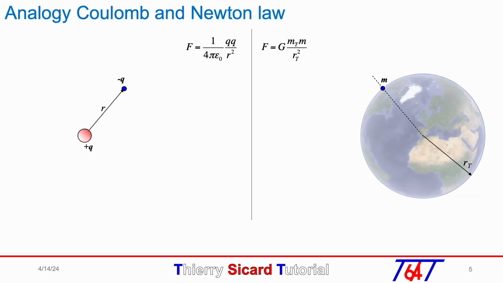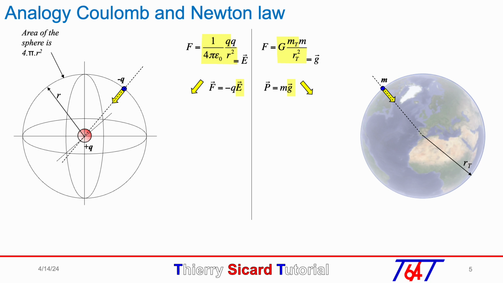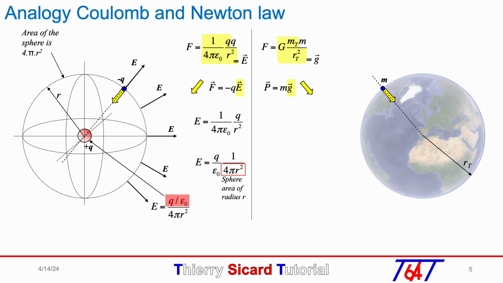In the analogy between Coulomb and Newton's law, we have first the vector electric field E and the vector gravity field G. Both the electric field E and the vector gravity field G give F equal minus QE and P equal mg. With the Gauss theorem, we can get the electric field E equation where we find the sphere area 4 pi r square, which includes the punctual charge plus Q. But nothing will change for the electric field E at the distance r from the center if all the electric charge was spread over the complete sphere volume.